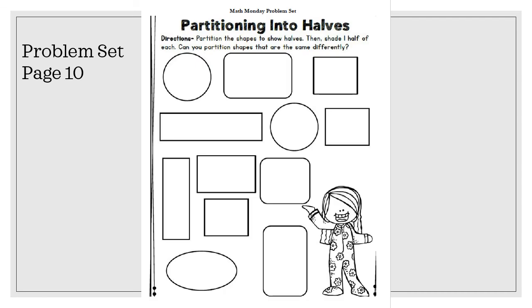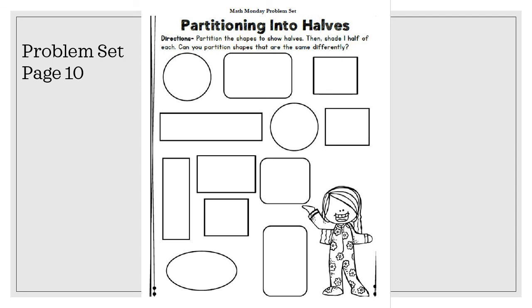On page 10, you are going to partition these shapes into halves. Remember what partition means. Partition means to cut or to divide. So you are going to divide the shapes to show halves. Remember how many pieces show halves? 2 pieces. Then shade 1/2 of each.